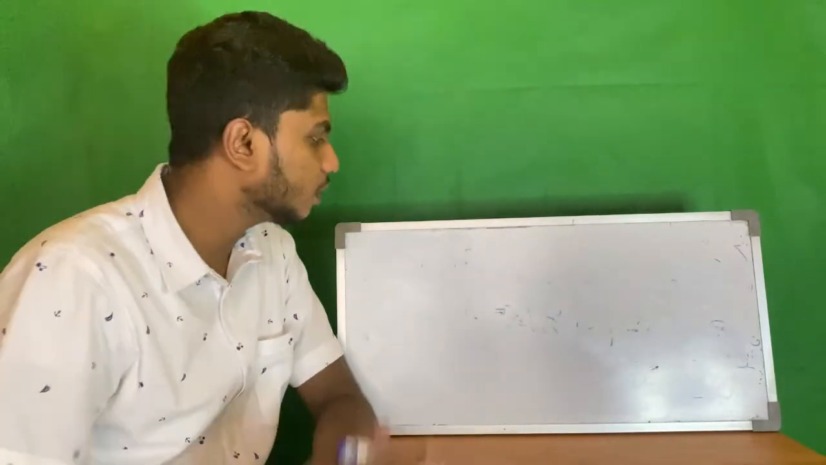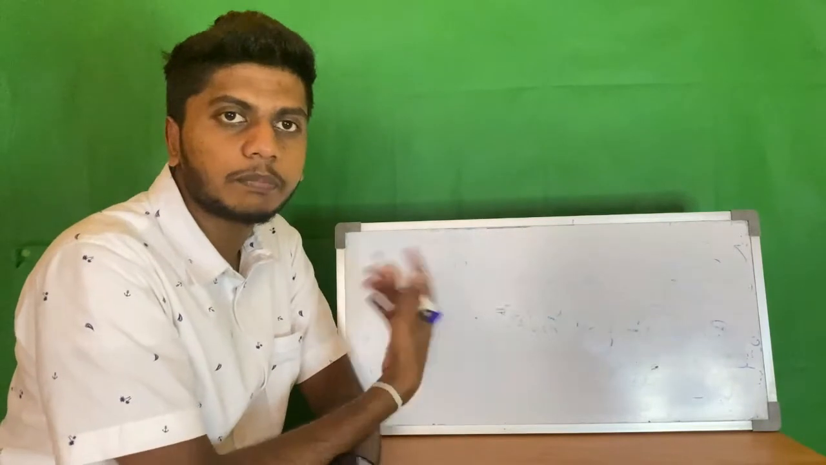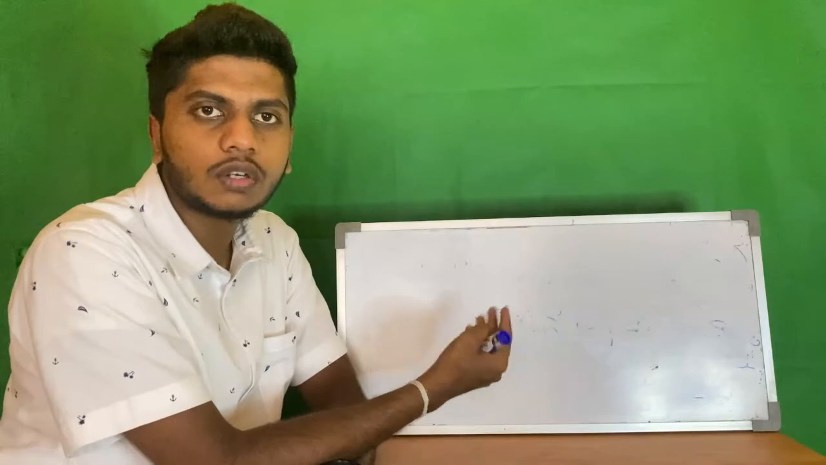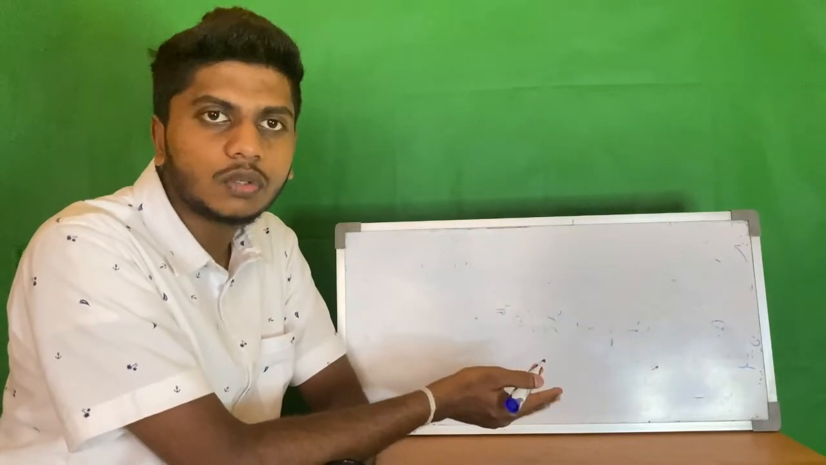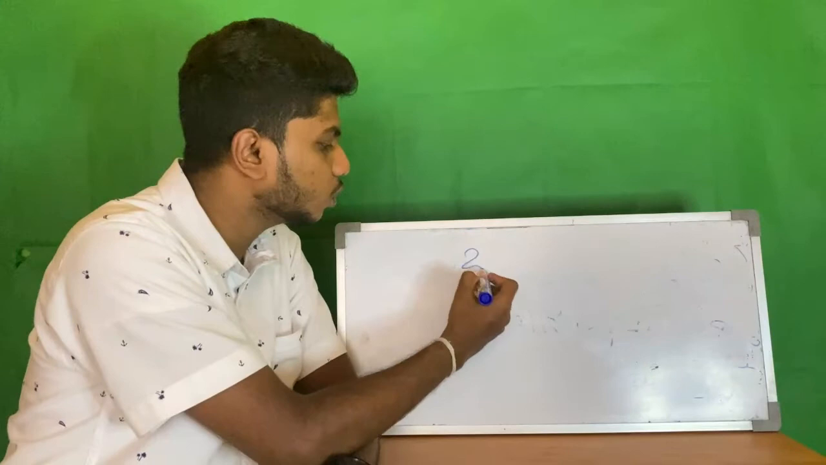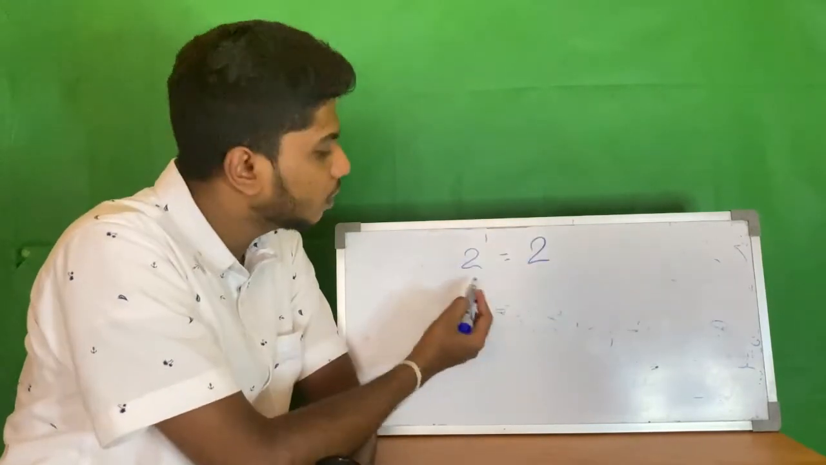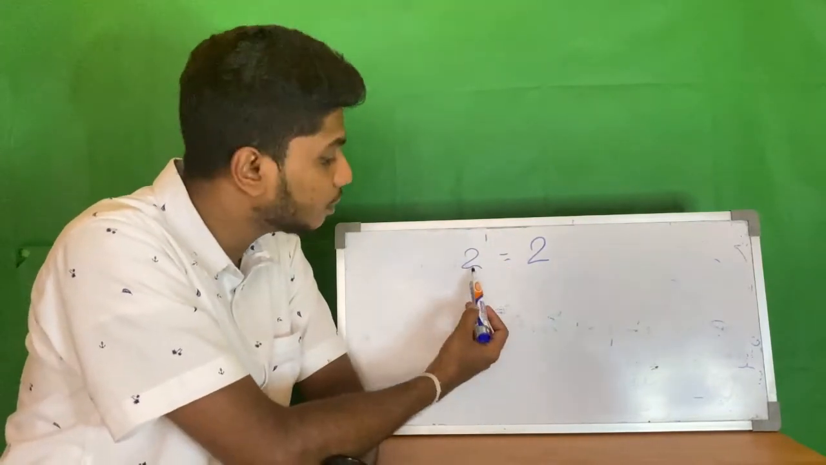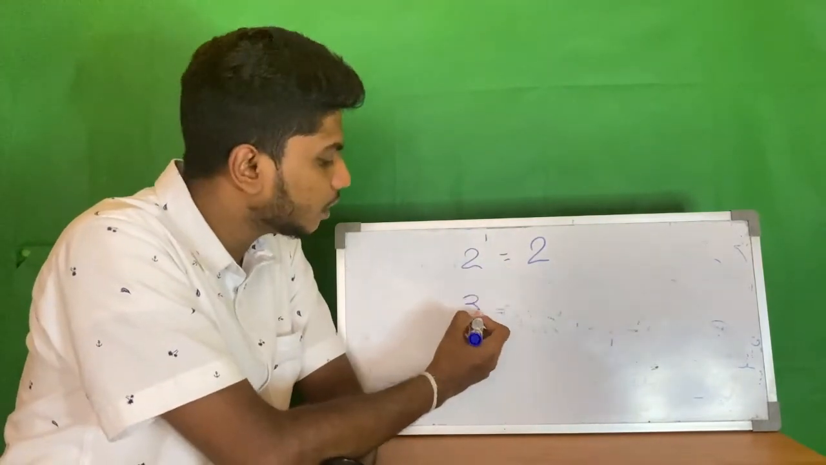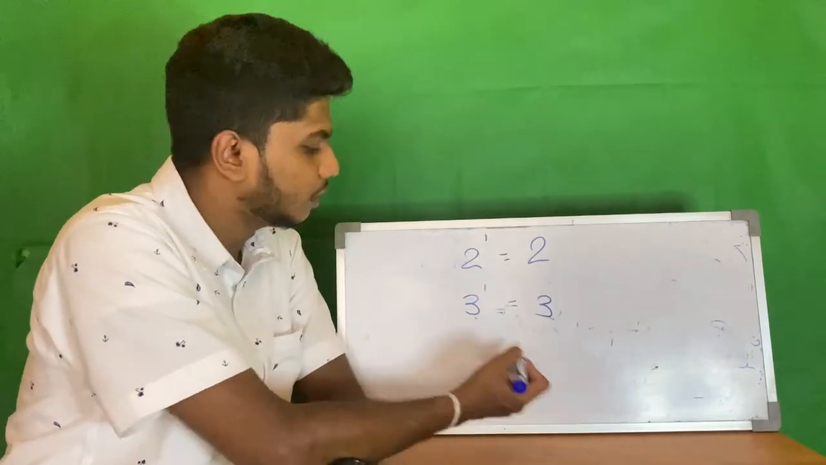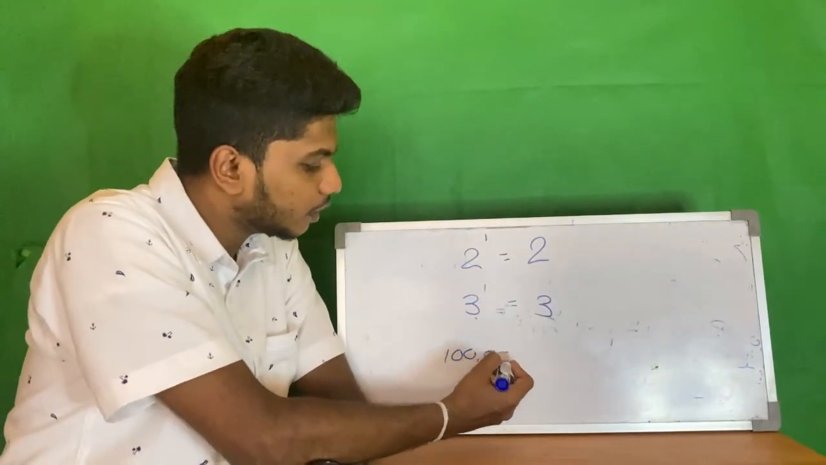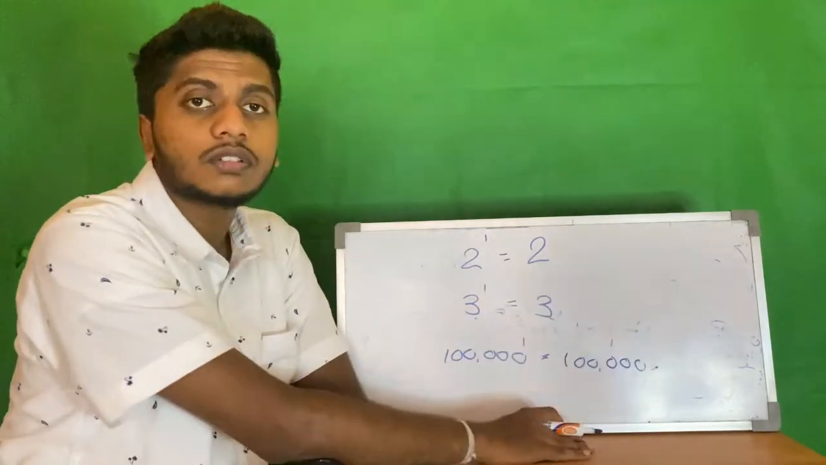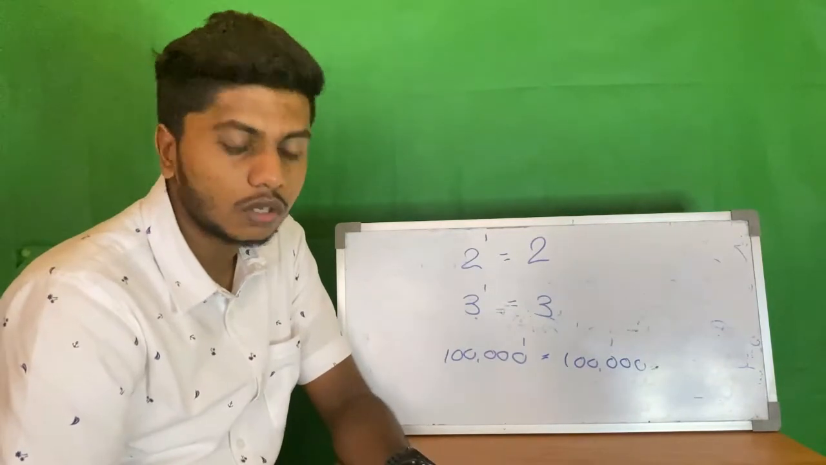Universal theory number 2: if the power is 1 of any base, the value is equal to that same base. If you take 2 to the power 1, the value is 2. If you take 3 to the power 1, the value is 3. If you take 100,000 to the power 1, the value is 100,000.